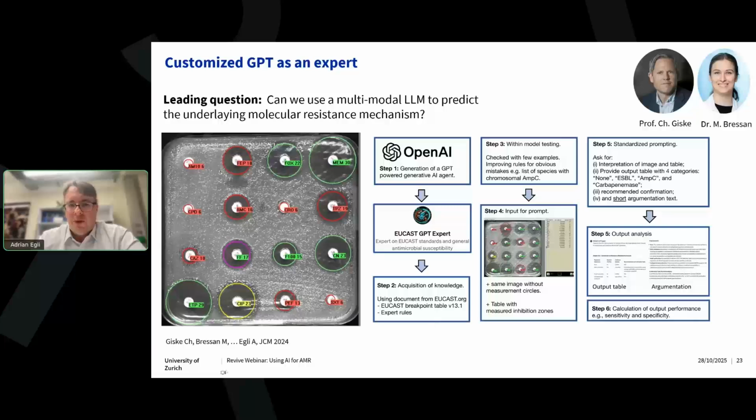And then we shared with it images like these. So you see here colored circles, and they show the inhibition zone. We also provided the inhibition as a table and the original image without the colored circle. So basically the same information the human had. And we then asked it 225 times. So we showed 225 different images. What is the underlying resistance mechanism? Is this an ESBL, an AMP-C, or a carbapenemase producer?